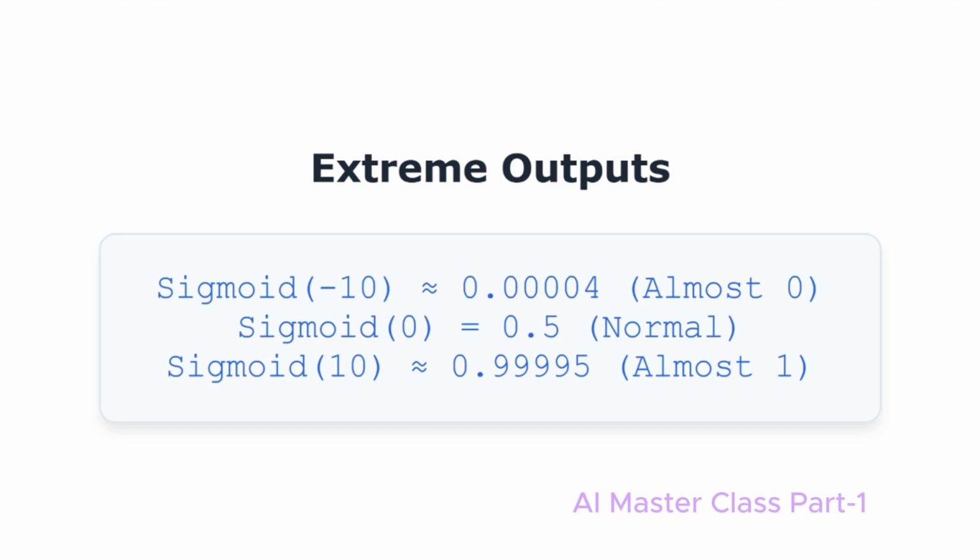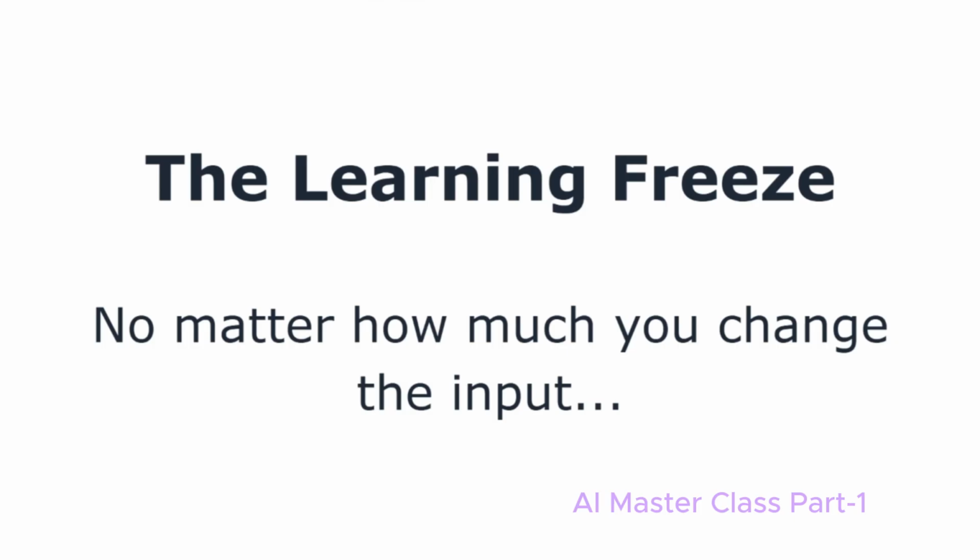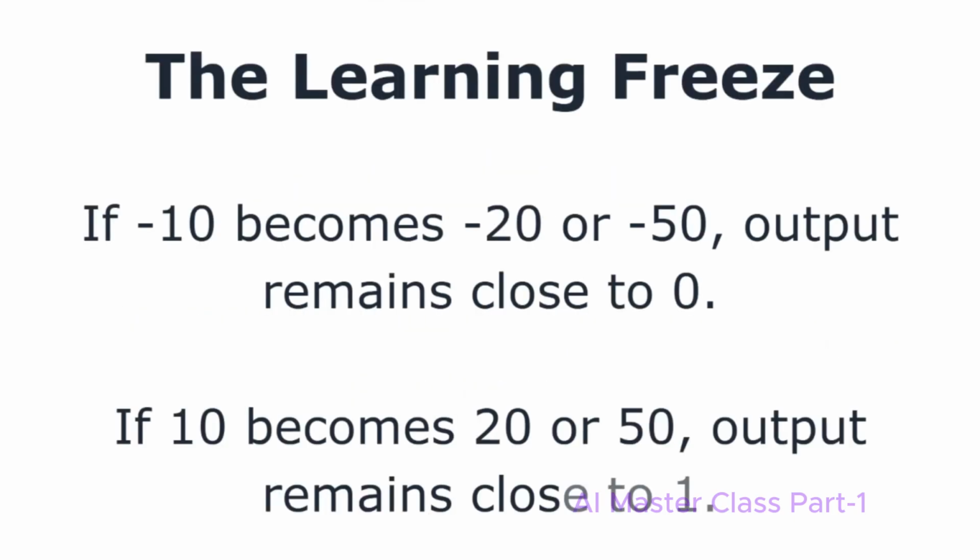That means shot 1 has only a 0.004% chance, so we can say that the player will definitely not score the goal. Shot 3 has a 99.995% chance, so we can say that the player will almost certainly score the goal. Now no matter how much you change the input, if it becomes -20 or -50, the output will still remain close to 0. If 10 becomes 20 or 50, the output will still remain close to 1.